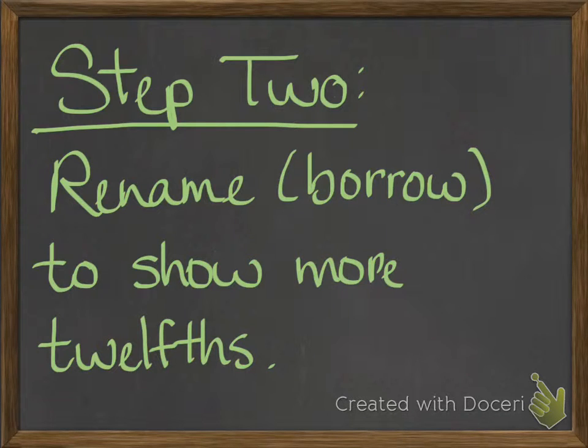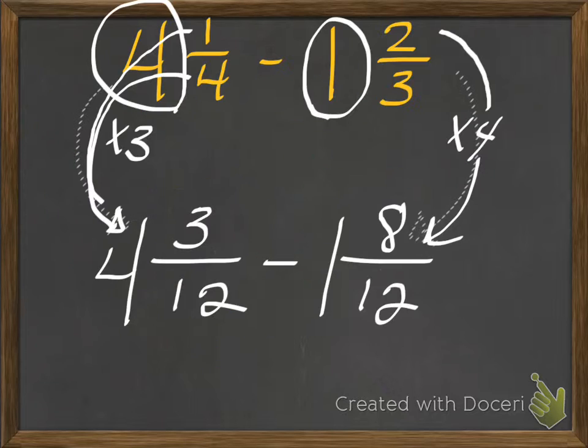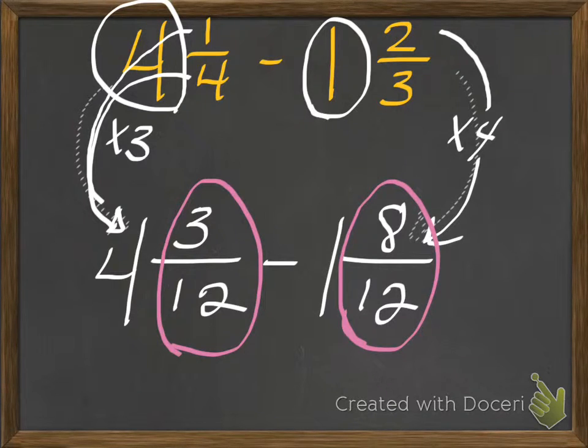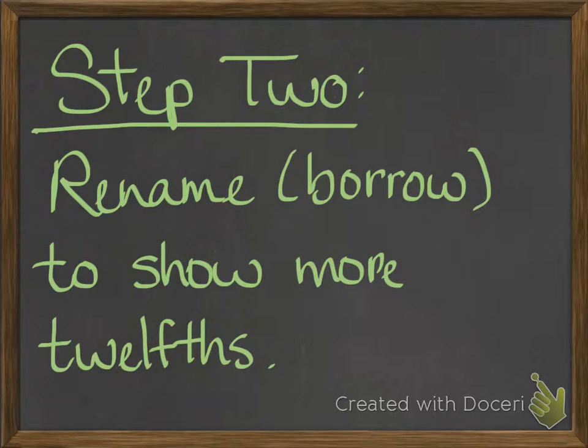Step 2 is to rename or borrow to show more 12ths. Now I'm going to go back to this. And the reason I have to borrow is because I'm going to subtract the fractions first. And you can see here I have 3/12 minus 8/12. And I can't subtract 8 from 3. It's not enough 12ths. So I need to get more 12ths so that I can subtract from 3/12. Okay, so I'm going to borrow, or another way to say that is rename to show more 12ths.